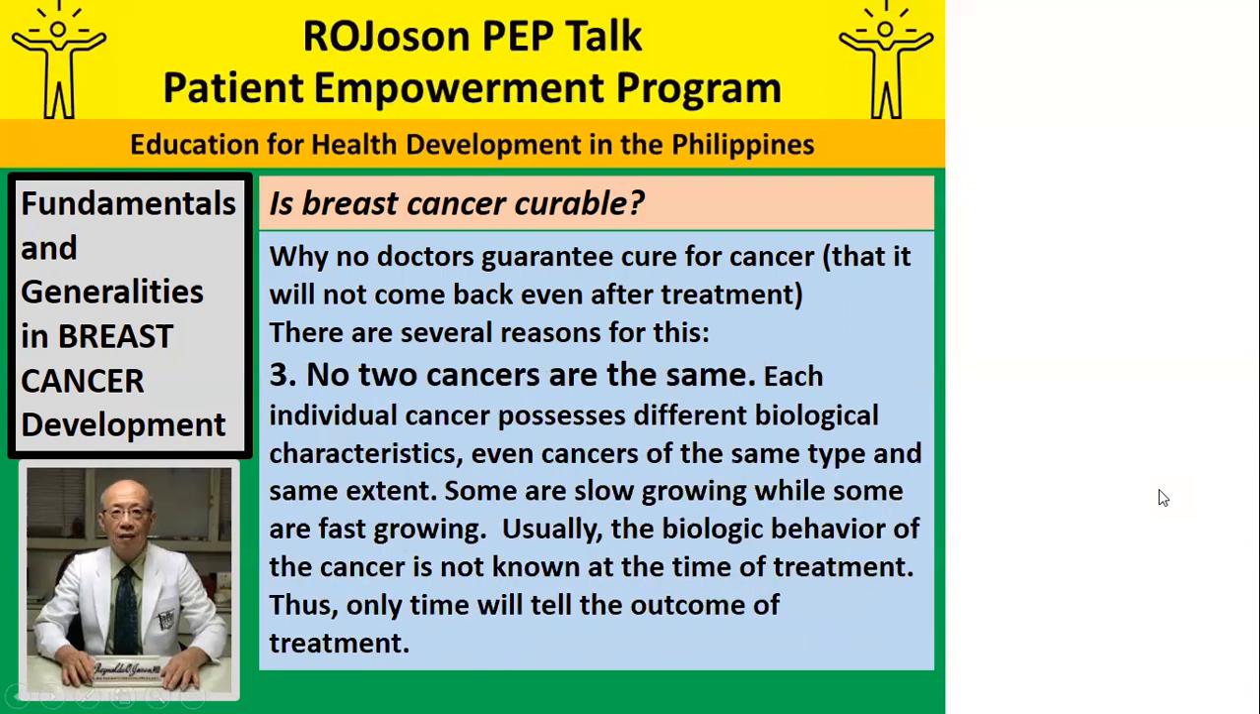The third reason is no two cancers are the same. Each individual cancer possesses different biological characteristics, even cancers of the same type and same extent. Some are slow growing and some are fast growing. Usually the biologic behavior of the cancer is not known at the time of treatment. It's difficult to know. Thus, only time will tell the outcome of the treatment.